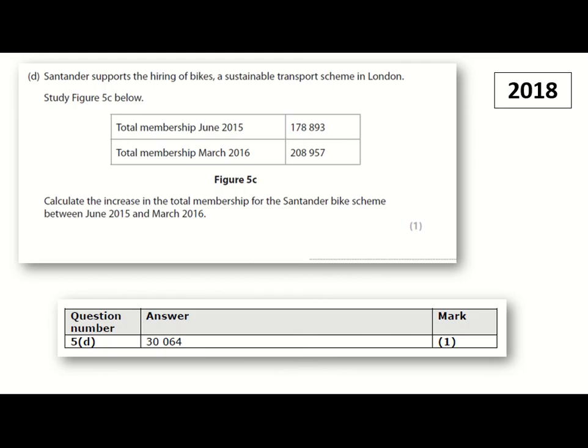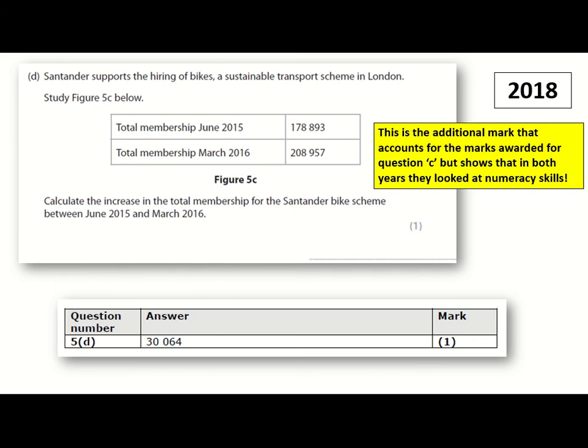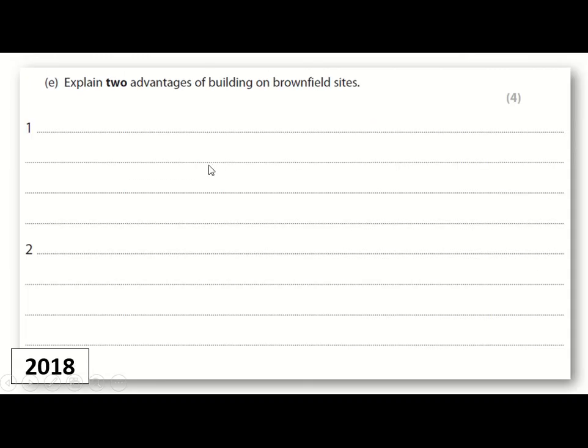Okay, so this is the maths question that you didn't get from that line graph population question. Here's the answer, 30,064, which is literally just take this number from this number. Again, a nice straightforward numeracy question. So there you go. This is the additional mark that accounts for the marks awarded for both question C, but shows that both years they looked at numeracy skills. So numeracy skills are definitely going to appear probably. Right. Next one. Explain 2 advantages of building on brownfield sites for 4 marks.